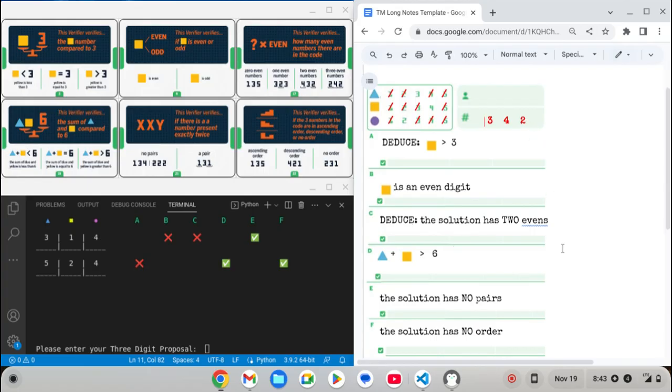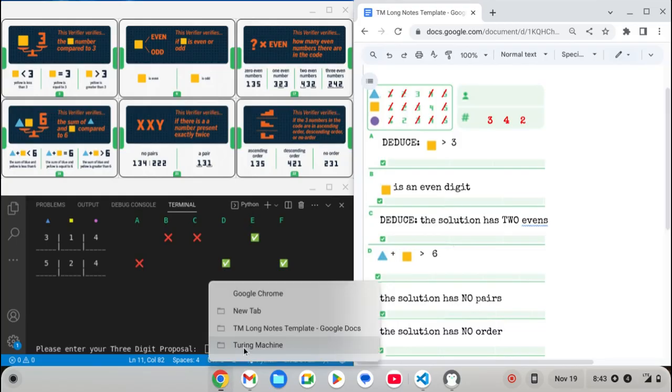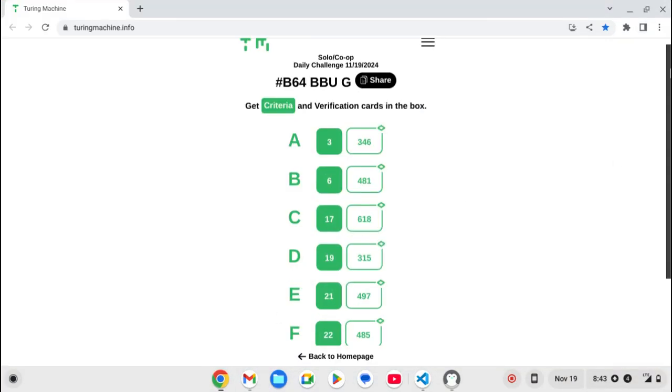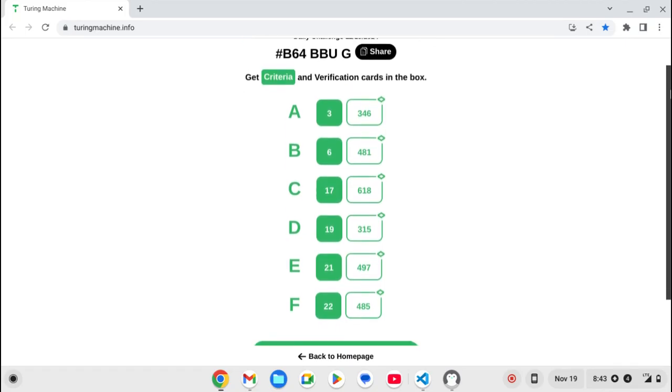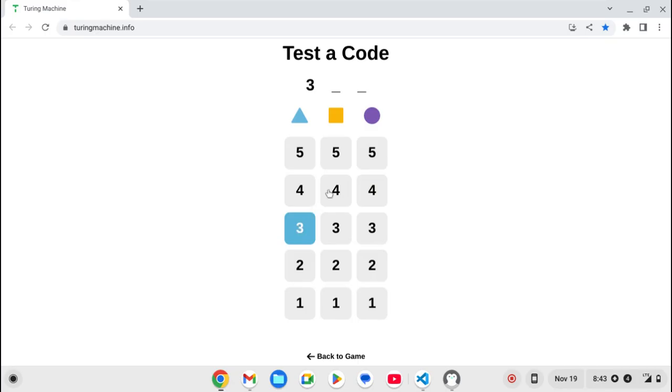There are two evens, there are. The sum of the first two is greater than 6, yeah, it's 7. And there are no pairs, that's correct. And it has no order. Well, that looks like our winner. So let's verify nonetheless that 342 is correct. 342.